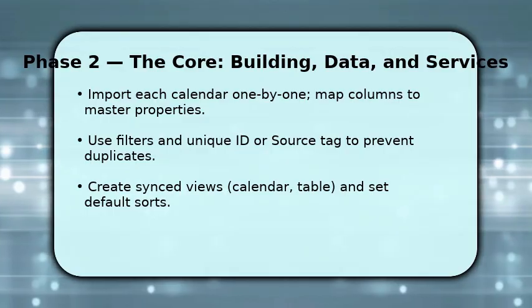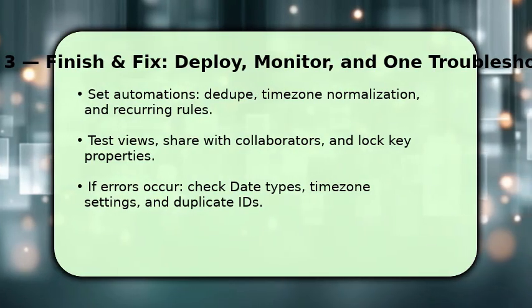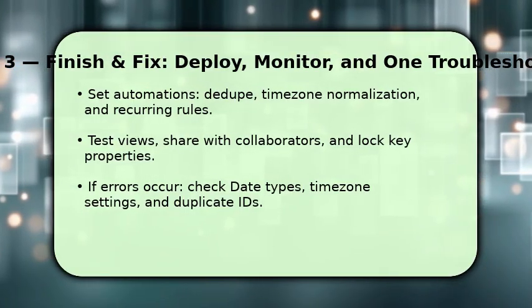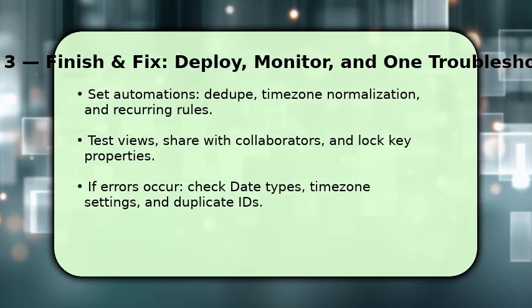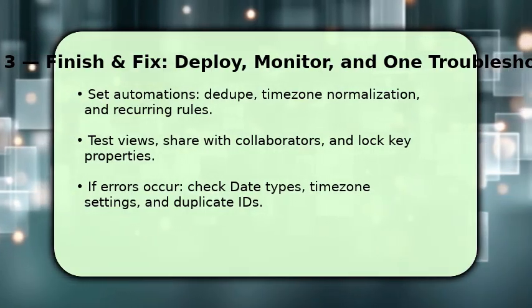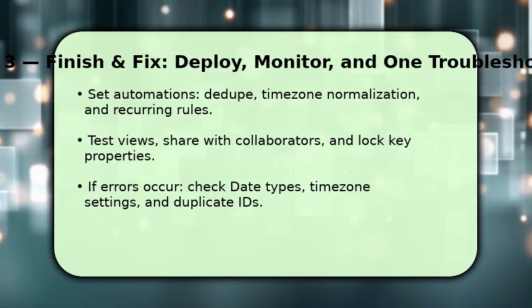To finish, create automations or formulas that normalize time zones, deduplicate using ID checks, and handle recurring events so your master calendar stays clean. Then, test all views and share them with collaborators. Lock critical properties to avoid accidental edits.